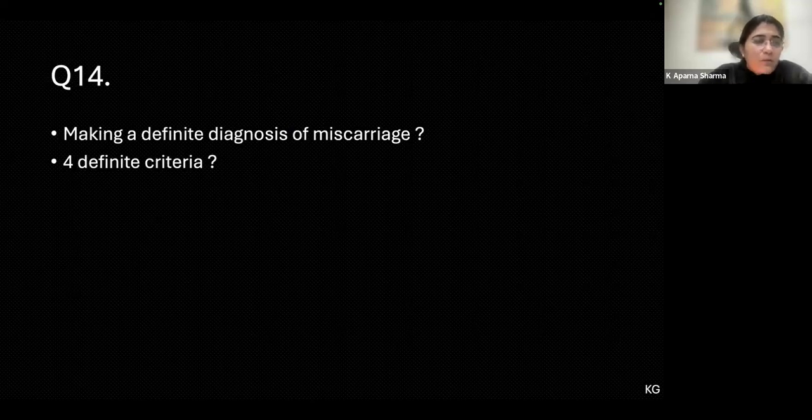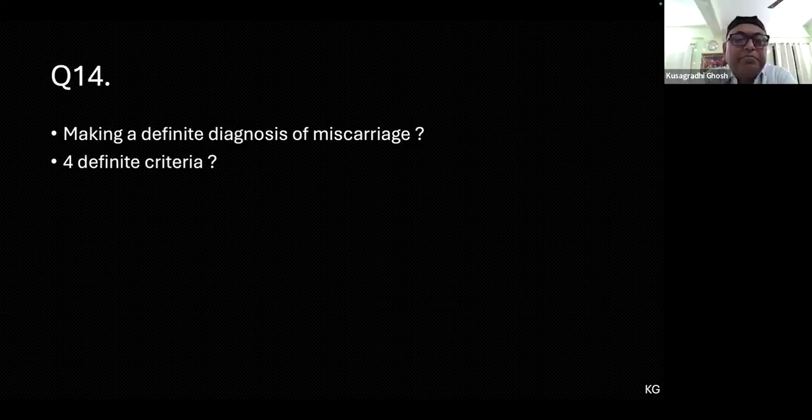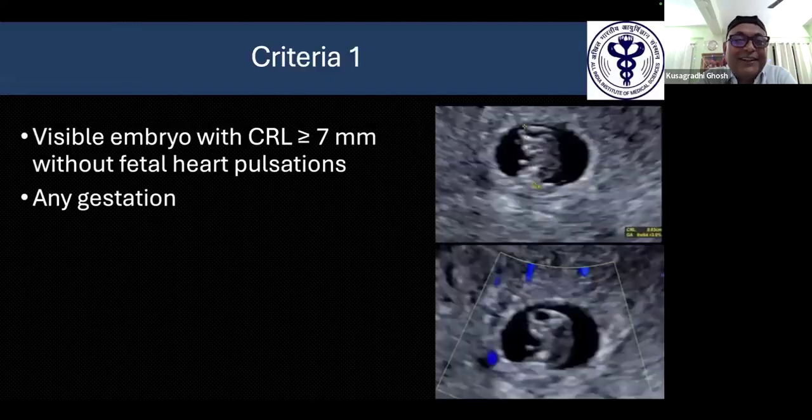And sir has talked about the two definite criteria for miscarriage. But Dr. Kushagriti, can we talk about the definitive diagnosis of miscarriage, and when we can say for sure that, okay, this is not going to go on further? Well, this is a very important topic, and this is probably the most important issue that centers around early pregnancy scan, whether the pregnancy is viable or not.